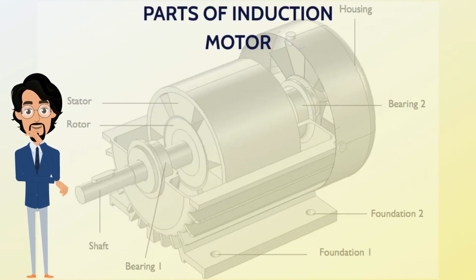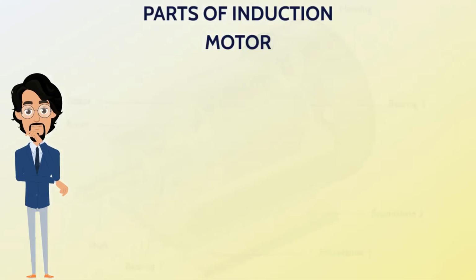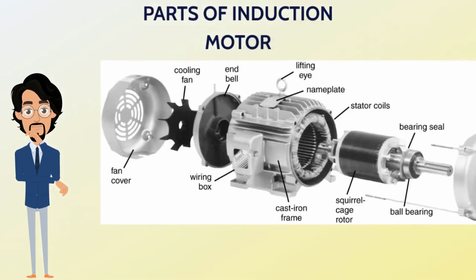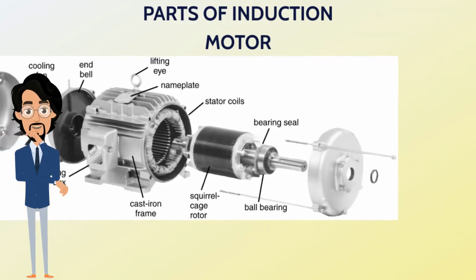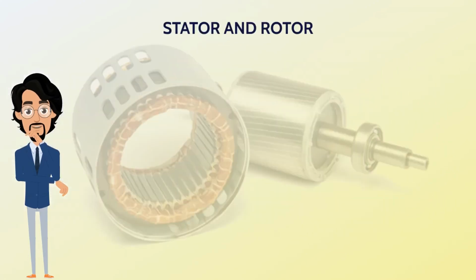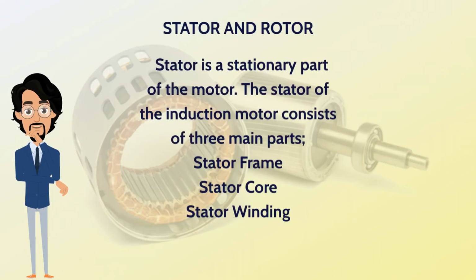Parts of an induction motor are front cover, back cover, casting frame, rotor and stator, ball bearings, cooling fan. The stator is a stationary part of the motor. The stator of the induction motor consists of three main parts: stator frame, stator core, and stator winding.